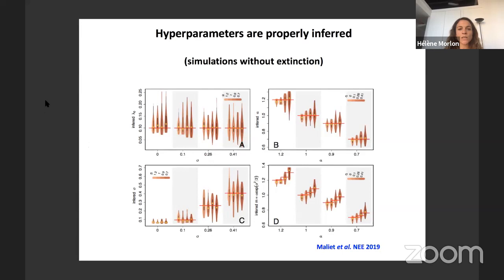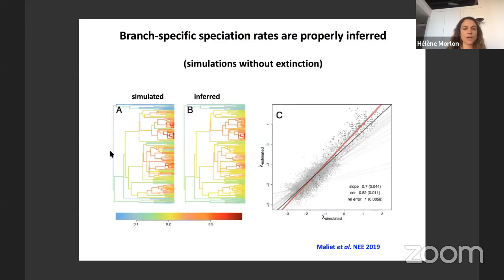So here what we see are results of simulations that try to see whether we are actually able to infer the hyperparameters of the model. Here we have the simulated sigma versus the inferred sigma, and the inferred alpha versus the simulated alpha, and we see that we're more or less able to recover the parameters that we simulate from our process. So this is good news.